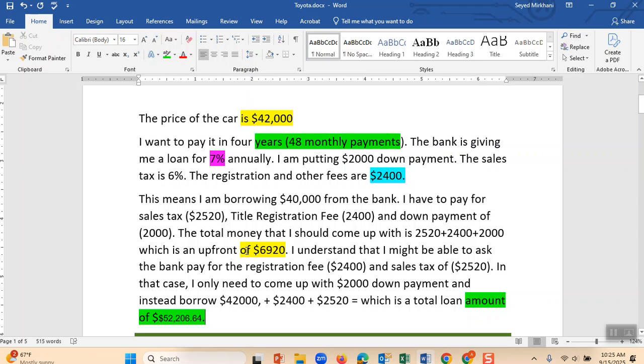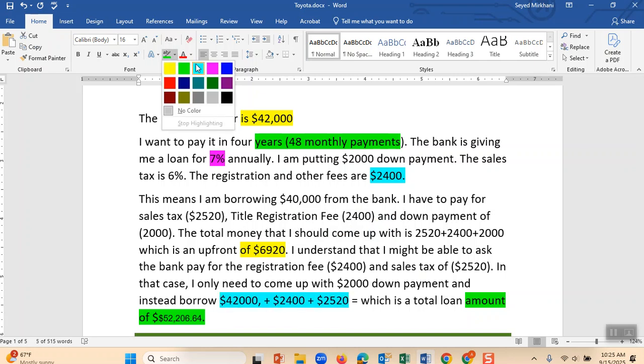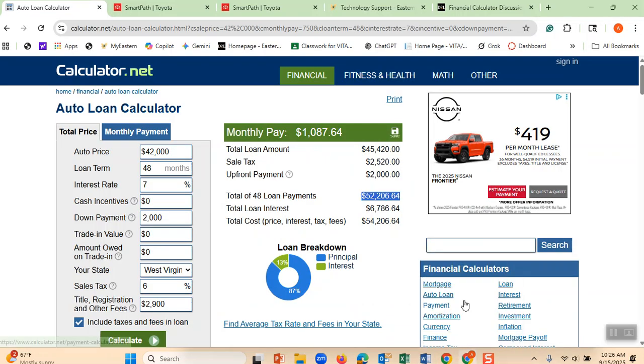But I want you also to highlight it. The purpose of highlighting it is also to emphasize that you understood these things, what is happening to you, what this number is. This means I am borrowing $40,000. No, I am not borrowing $40,000 from the bank. Let me correct it. As I said, I put the old numbers. Therefore, what I am borrowing, the total loan amount, is 45,000 from the bank.